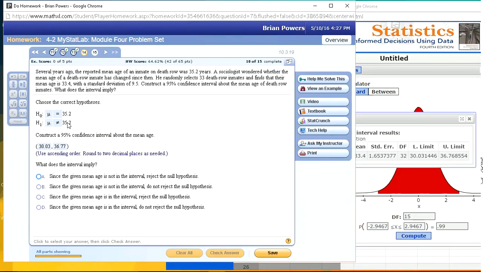What does it imply? Well, 35.2 is the mean from the null hypothesis. It is very comfortably within our confidence interval. So we can't confidently say that the mean age has changed. Any value between the lower bound and the upper bound is plausible at a 95% confidence level. So we would say, since the given mean age is in the interval, do not reject the null. We would only reject if that mean from the null is so different from our observed data that it's outside of our confidence interval.